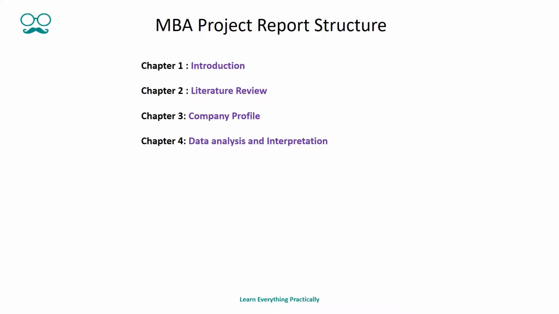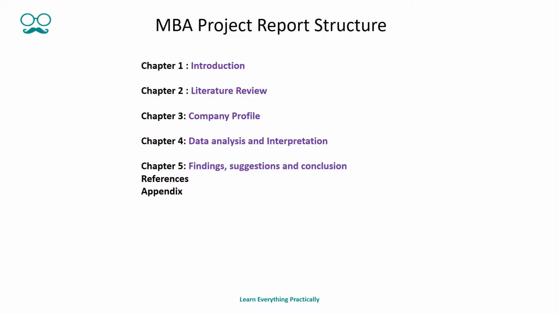And next, data analysis and interpretation, and findings, suggestions, and conclusion. Once all these things are done, it's time to give some kudos to the references: where did you refer, what books did you refer, what videos did you watch, which websites helped you. And then appendix, like attaching the survey forms or the financial statements, anything. So typically this is an MBA project report structure.